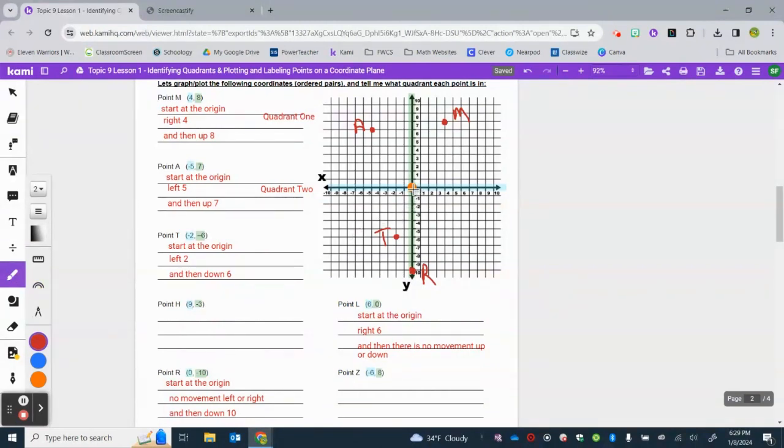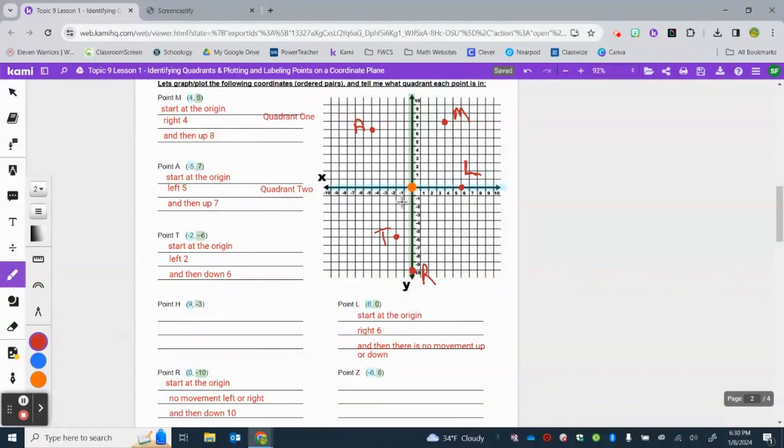So again, if I go to graph this, I start at the origin. I'm going to go to the right 6, counting my lines very carefully. 1, 2, 3, 4, 5, 6. I do not have any movement up or down, so I'm just going to plot that point right there on the x-axis, and then I'm going to label it as L.